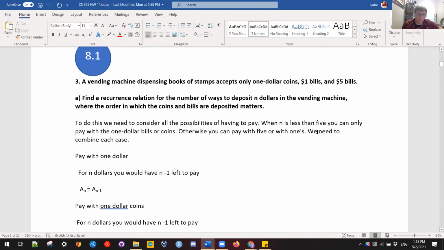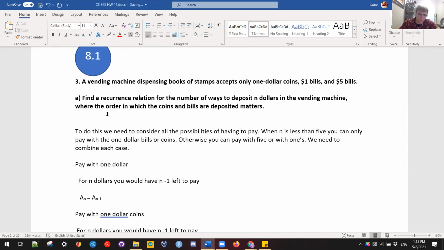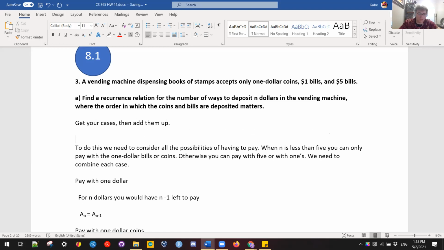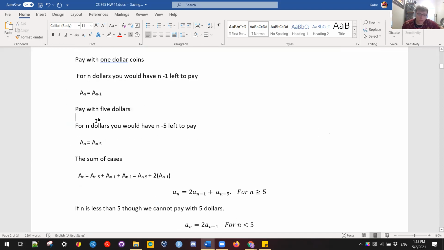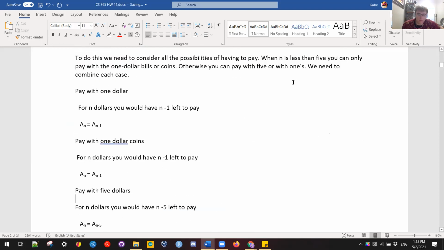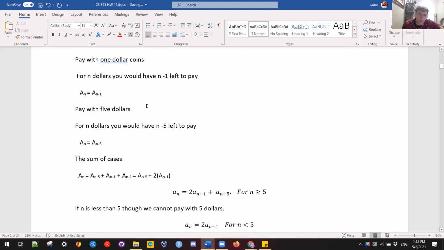In a recurrence relation, I should probably start off by saying you want to get your cases and then add them up. One case is that you're paying with the dollar, one case is that you're paying with the coin, and one case is that you're paying with $5. You don't even have to really think about n if you don't want to. So those are the 3 cases. And then instead of figuring out the dollar and the coin or the $5 and the $1 separately, you can just add these cases up.